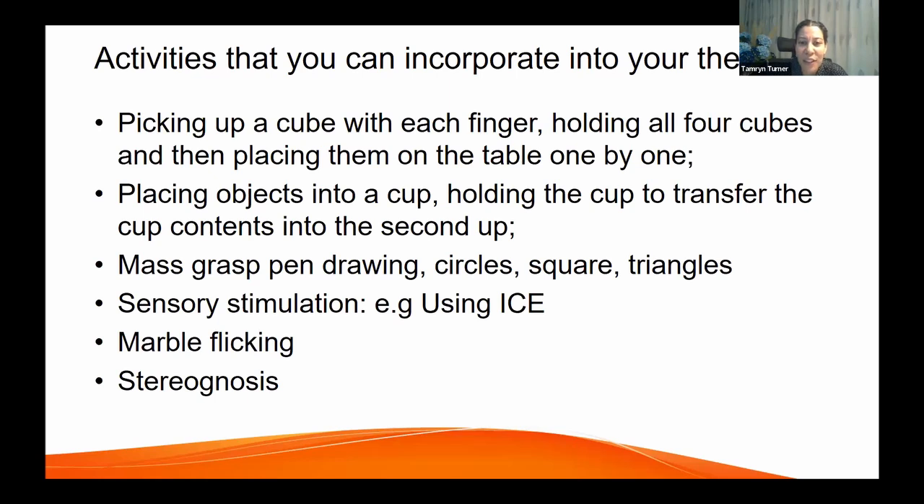And then activities that you can also incorporate into therapy. So this is more when, with Brunnstrom, when complex movement starts to develop. That's picking up a cube with each finger and then holding all 4 cubes and then placing them on the table, one finger by one finger. I'm going to show you videos of what I'm talking about. Placing objects into a cup, holding the cup to transfer the cup contents into the second cup, and also using mass grasps as well.